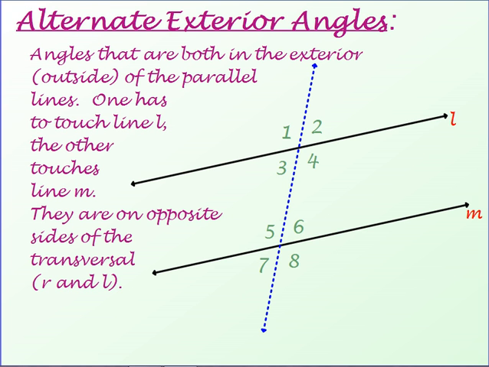The next pair of angles are alternate exterior angles. Alternate, again, meaning opposite sides of the transversal, one on the left, one on the right. Exterior, then, is the area outside the two parallel lines. So we're above line L or below line M. Again, one of our angles has to touch line L, the other has to touch line M. And remember, they're on opposite sides of the transversal, one right and one left. So alternate exterior angles then would be 1 and 8.